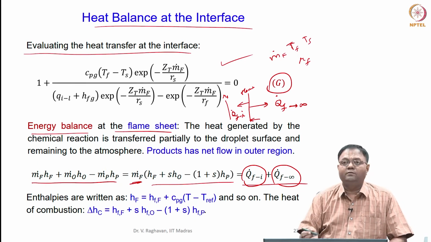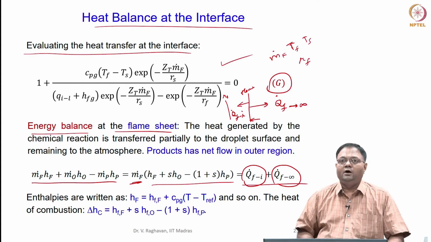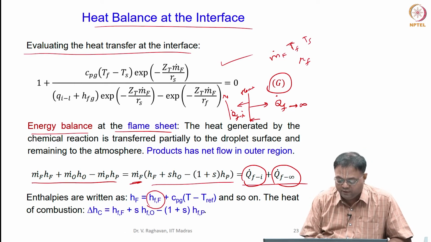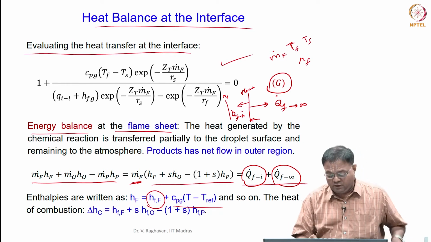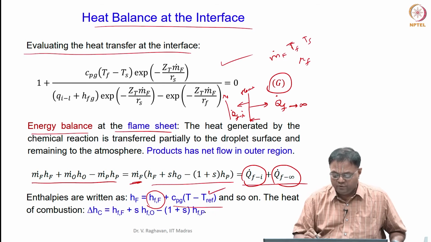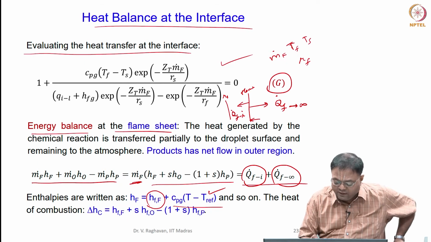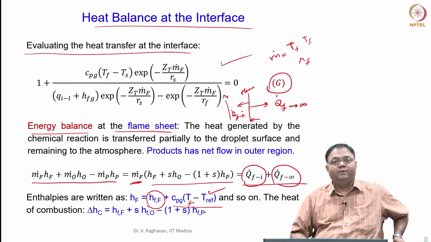So this can be the enthalpies. If you properly write, you can consider, for example, enthalpy to be constituted as the formation enthalpy plus the sensible enthalpy. Sensible enthalpy is, since we have constant property, T minus some reference temperature. So the temperature actually is Tf, because Tf is the flame temperature.